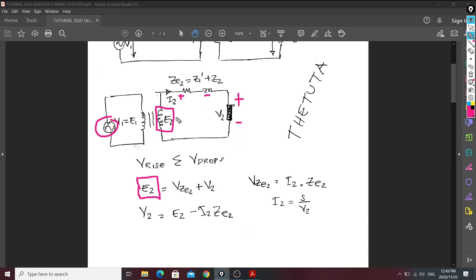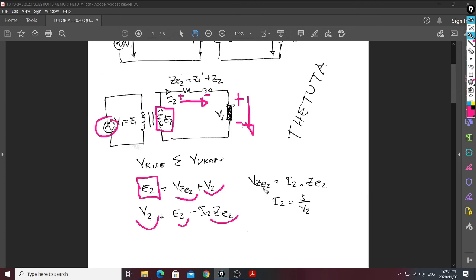So you can see this positive to negative sign, we are dropping. So it's going to be VZE2. Positive to negative sign, we are dropping. So it's going to be V2. But our V terminal V2 is going to be the induced EMF E2 minus the voltage drop there. So that's basically what's going to happen.